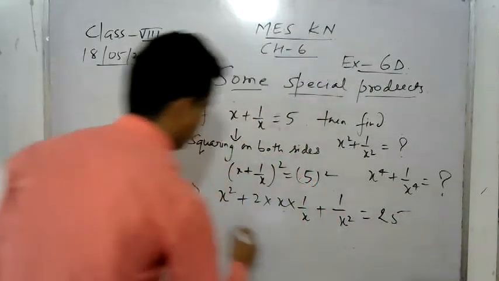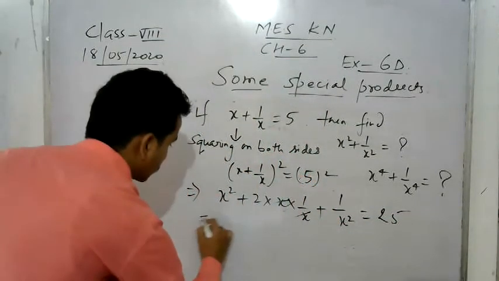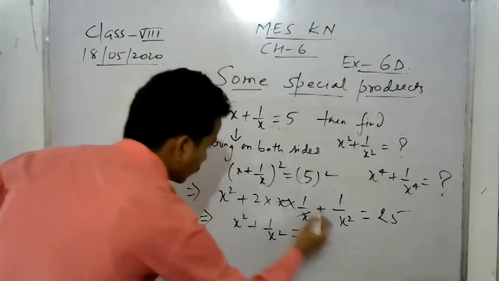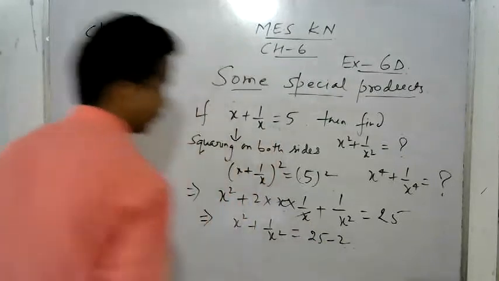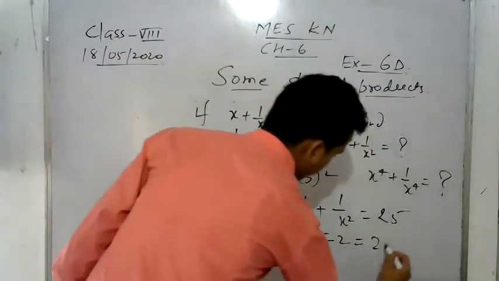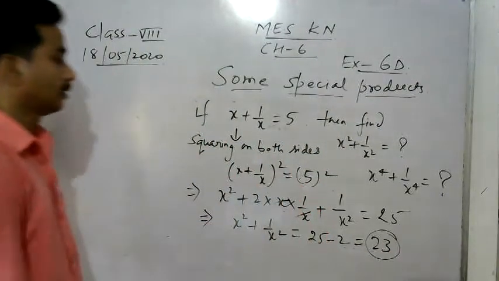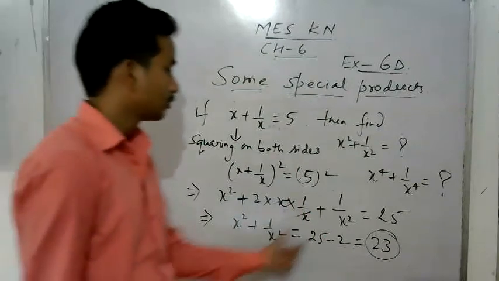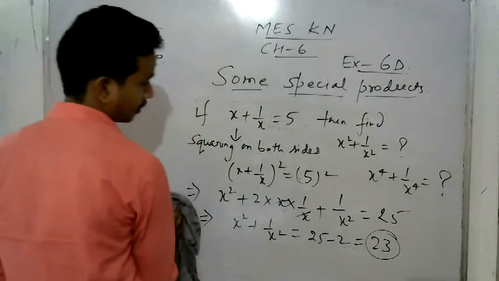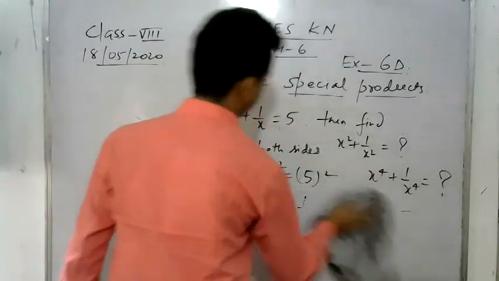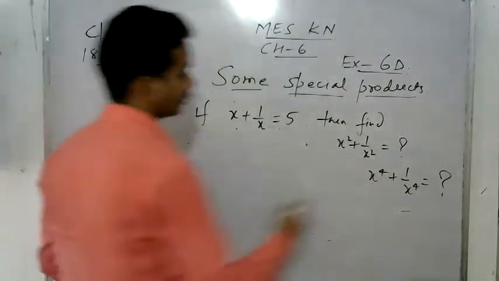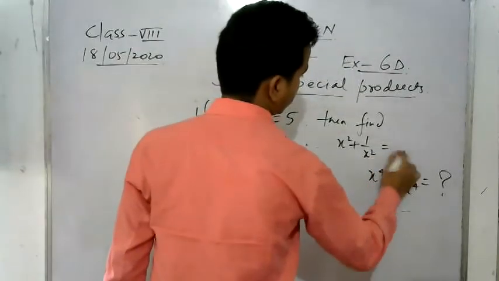Now 5 square is 25. Here x and x will cancel each other. Now we are left with x square plus 1 by x square equals 25 minus 2. Therefore its value is x square plus 1 by x square equals 23. In this way, now you are asked to find x4 plus 1 by x4.